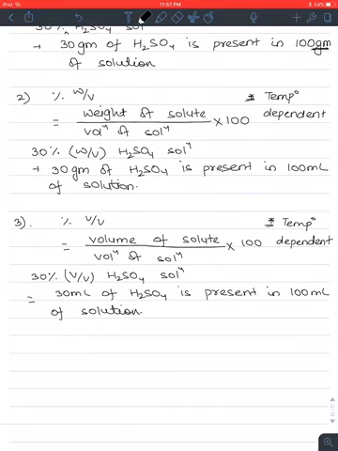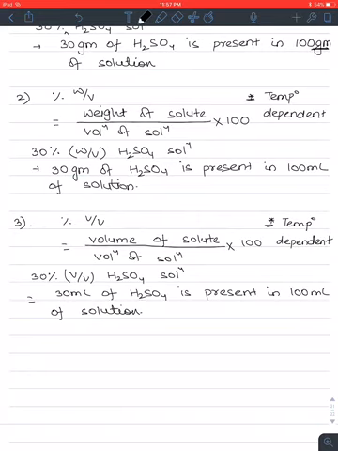So percentage weight by weight, temperature independent. Percentage weight by volume, temperature dependent. And percentage volume by volume, that is also temperature dependent concentration term. So these are three percentage concentration terms. And one important point in this is that if nothing is mentioned, it is percentage weight by volume concentration term which is given in the question.